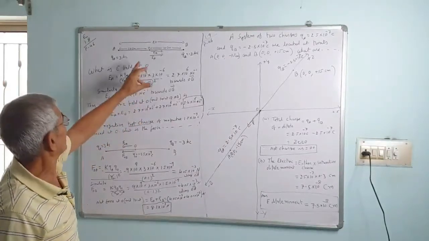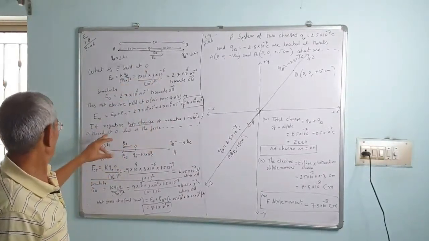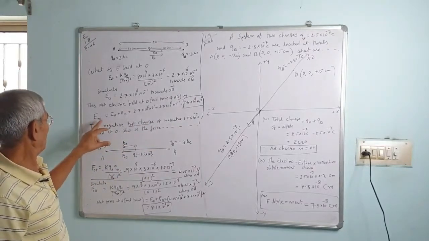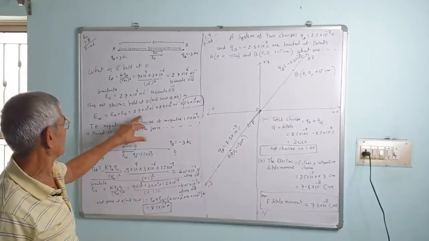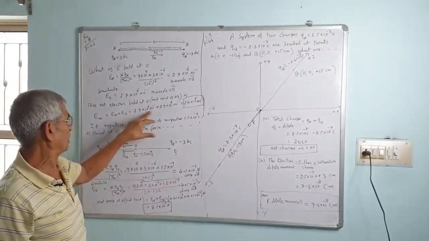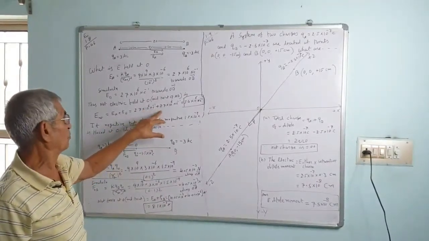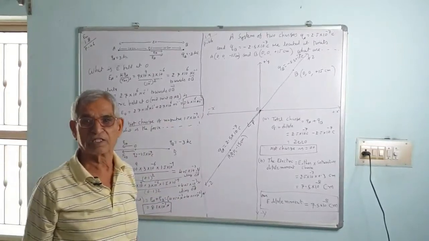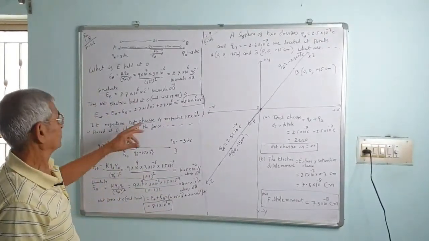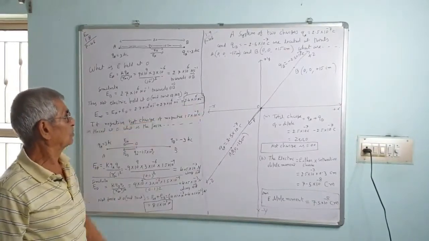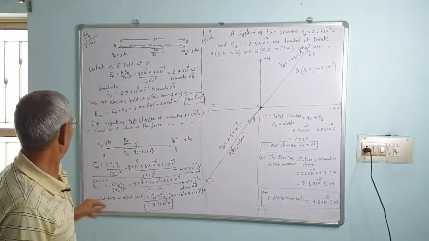Net electric field: both are in the same direction, so they will be added. So net electric field E net is equal to EA plus EB, that is equal to 2.7 multiplied by 10 raised to power 6 Newton per coulomb plus 2.7 into 10 raised to power 6 Newton per coulomb. That comes about 5.4 into 10 raised to 6 Newton per coulomb.